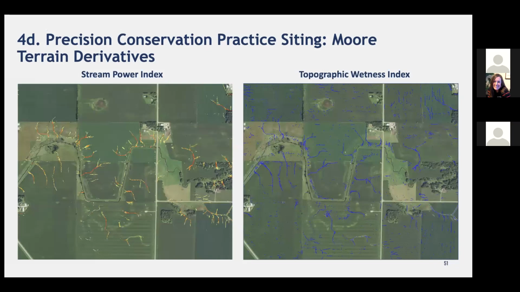So if we look at an output from more terrain derivatives, what you can see with that stream power index are those areas in red are going to be areas where we'd expect high erosion potential, and areas where we might expect saturation to be occurring as well. If we look at topographic wetness, we can see areas of the field where we'd expect wetness to occur and have some saturation occurring, as well as those areas where water is consistently flowing.